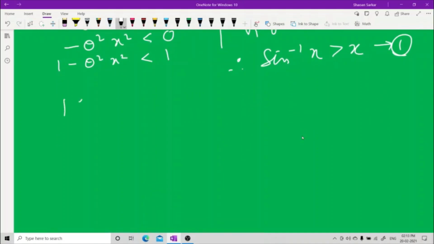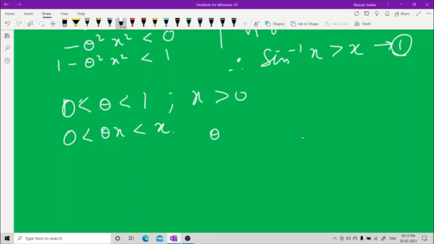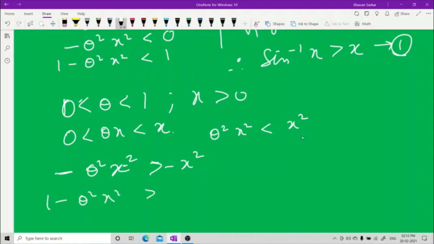Now, we know theta is greater than 0, less than 1, and x is greater than 0. Multiply: 0 is less than theta x, which is less than x. Undoubtedly, theta square x square is less than x square. Multiply with minus: minus theta square x square is greater than minus x square. Now add 1 on both sides: 1 minus theta square x square is greater than 1 minus x square. Take under root on all sides: under root 1 minus theta square x square is greater than under root 1 minus x square.